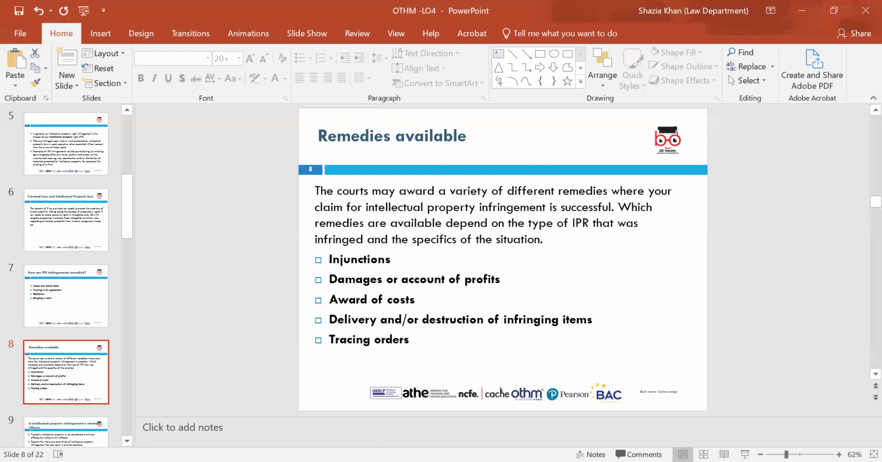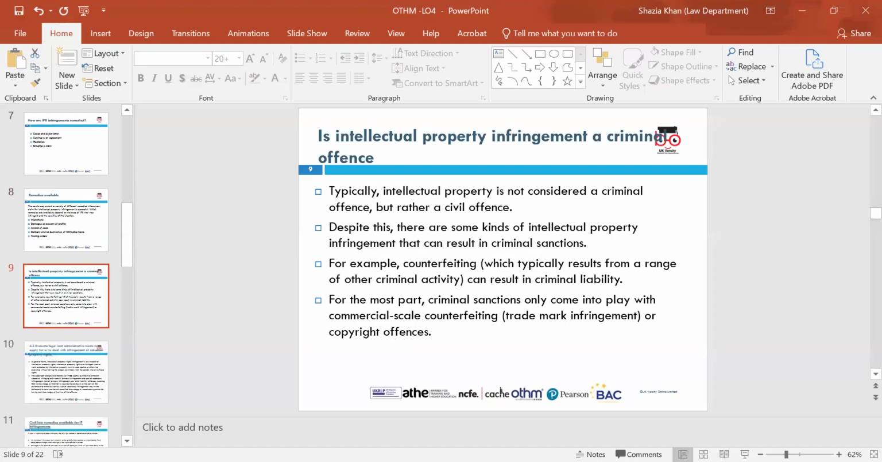The sum that is awarded for damages aims to put the intellectual property rights owner back in the position they would have been in if the infringement did not happen, like we said. So, it needs to be taken into account. So is intellectual property infringement a criminal offence? As we mentioned, it is typically intellectual property.